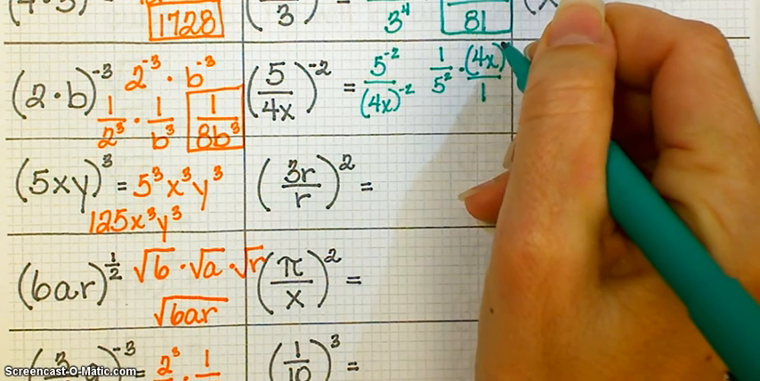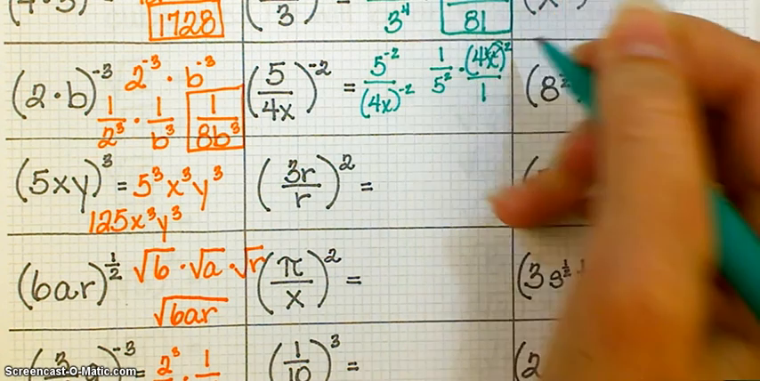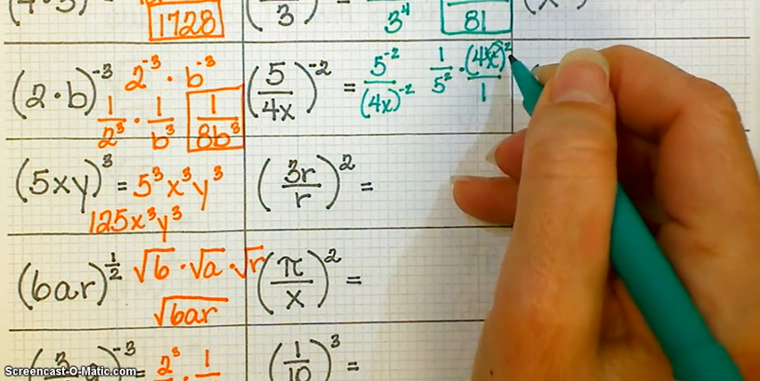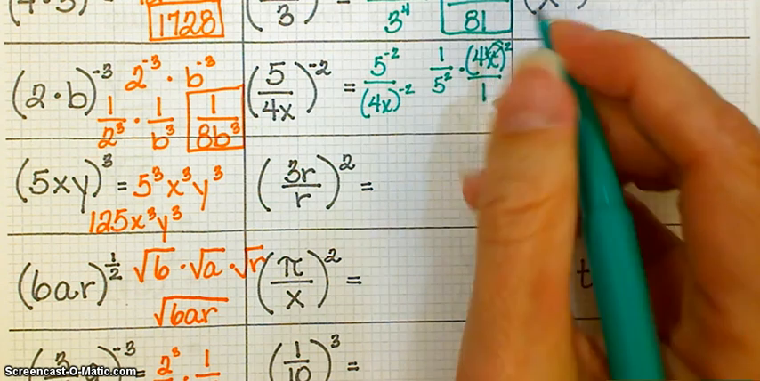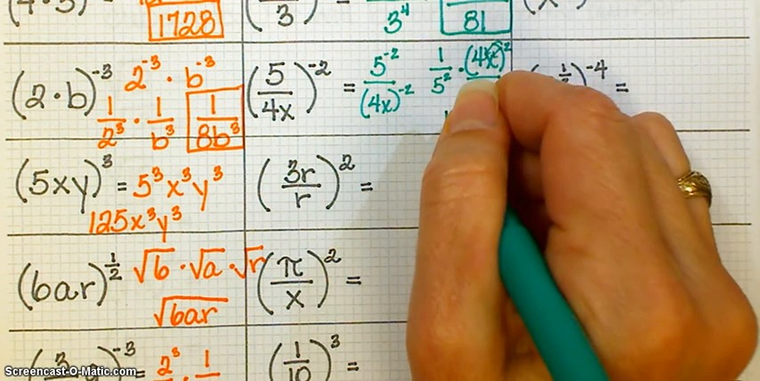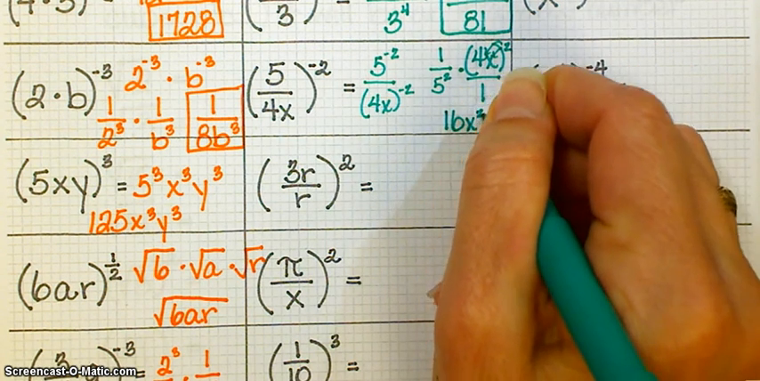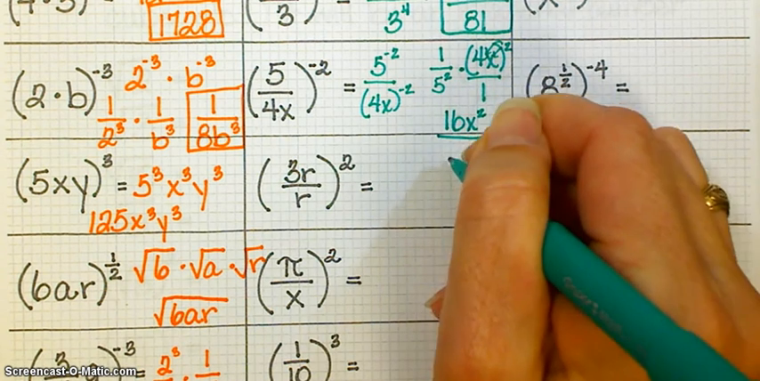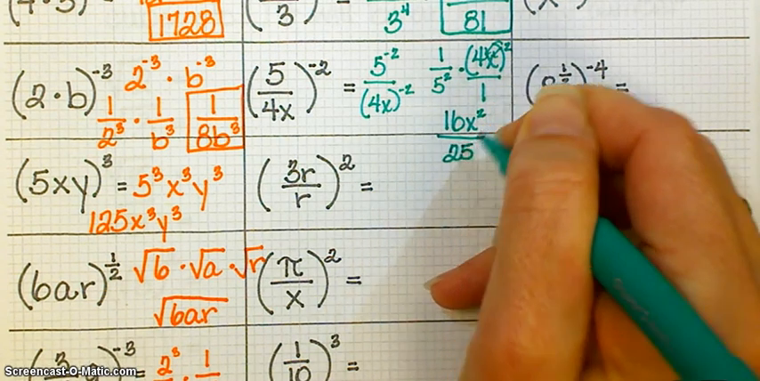That 2 applies to both things. So on the top, I have 1 times 4 squared times x squared. 4 squared is 16, so we just put 16x squared on the top. 5 times 5 is 25 times 1. So we have 25 on bottom.